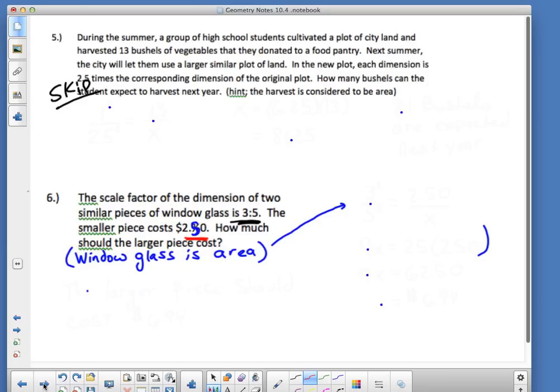The scale factor of the dimension of two similar pieces of window glass is 3 to 5. The smaller piece costs $2.50. How much would the larger piece cost? Larger piece of glass would cost. Now remember, glass is area, but they gave us a perimeter ratio, 3 to 5, dimensions 3 to 5. So I go 3 squared to 5 squared. The cost of the smaller one was provided, so we put the smaller cost on top. And that's an area cost. Cost is area. At this point, after my setup, I have a proportion to solve.